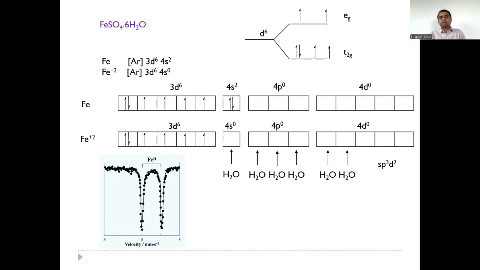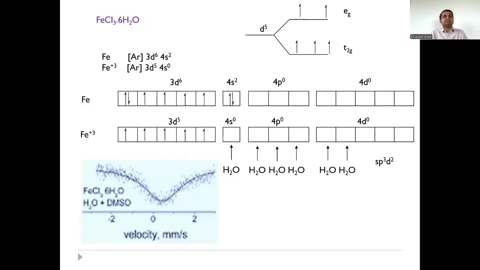quadrupole splitting. Okay, see, it is not always necessary that we observe this quadrupole splitting only in terms of a paramagnetic or diamagnetic environment. Again, we need to see what is the distribution of the d electrons also, because d electron density is also going to affect the magnitude of the effect of the s electron density. So over here we get 2 signals because of the different environment of electrons in the eg orbitals and t2g orbitals of FeSO4.6H2O.